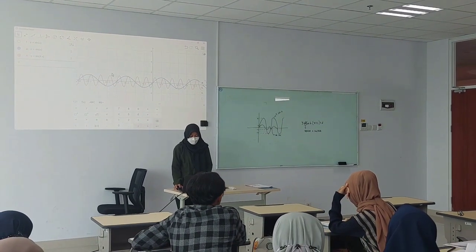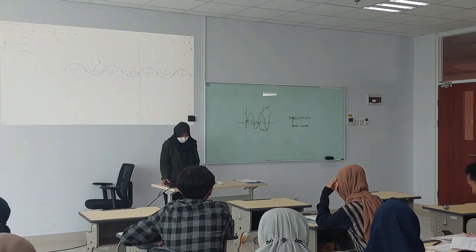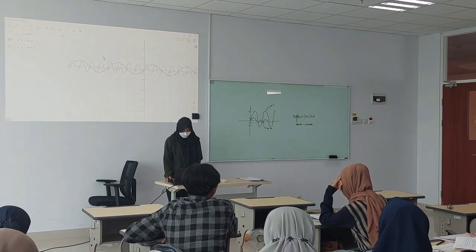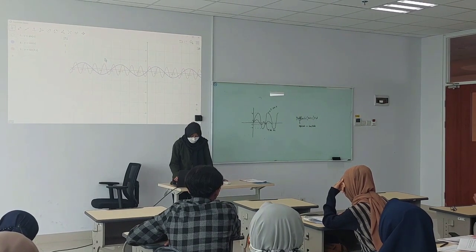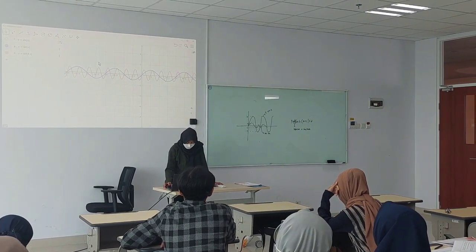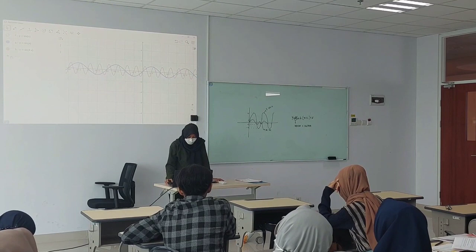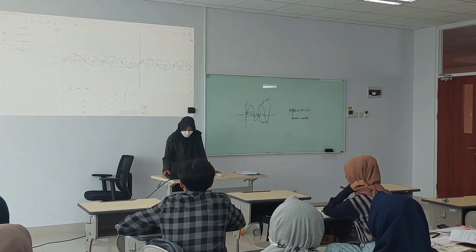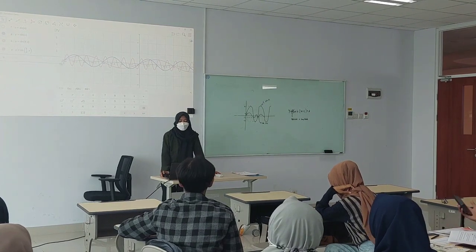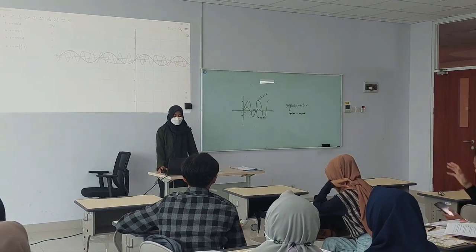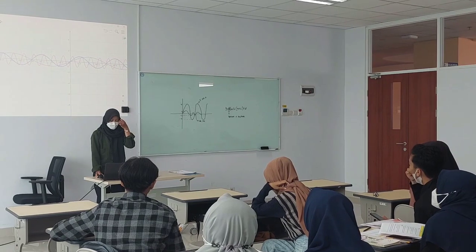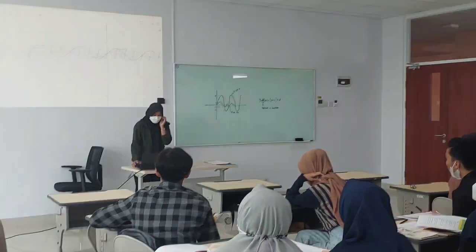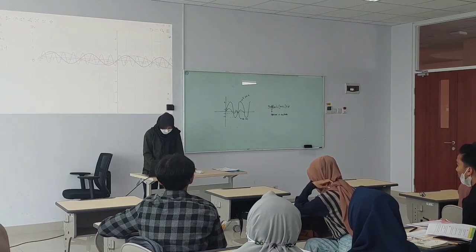Okay, it will be a horizontal shrinking. And then suppose I have y equals sin half x. What is the period of y equals sin half x? 4π. Yes, that's right. The period is 4π.